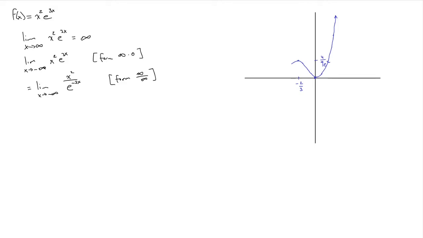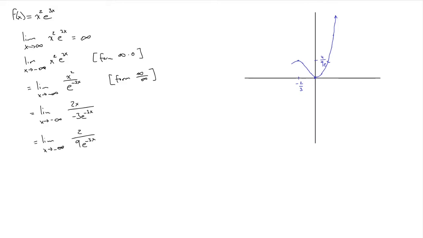So since we have something of the form infinity over infinity, we can use L'Hopital's rule and get that this is the limit as x approaches negative infinity of the derivative of the numerator divided by the derivative of the denominator. This is still of the form infinity over infinity, and so we can use L'Hopital's rule again.